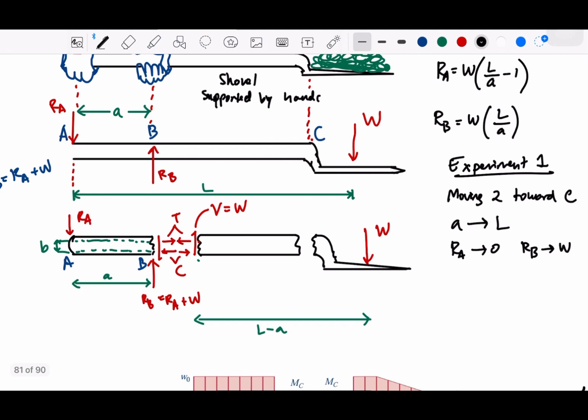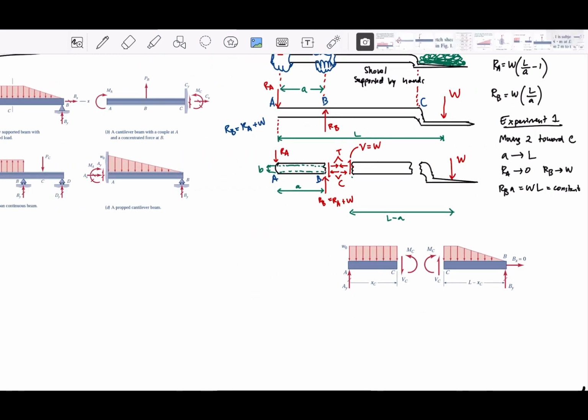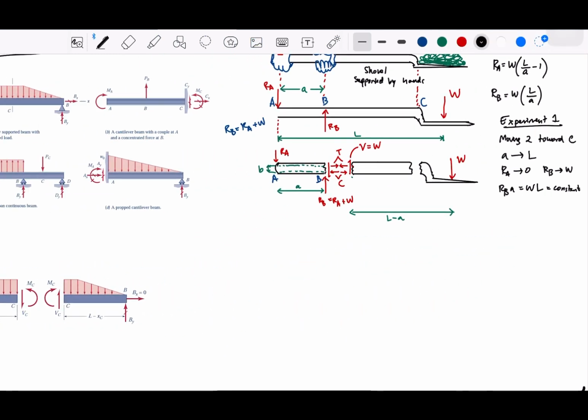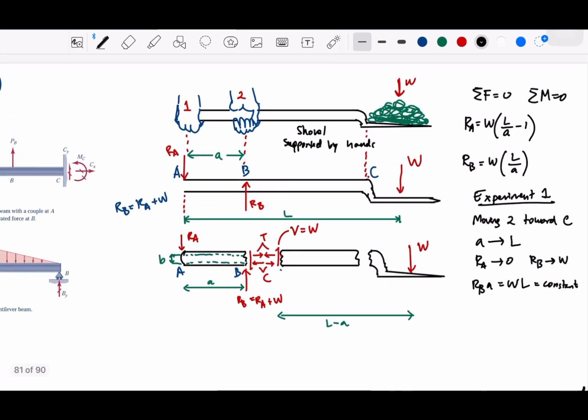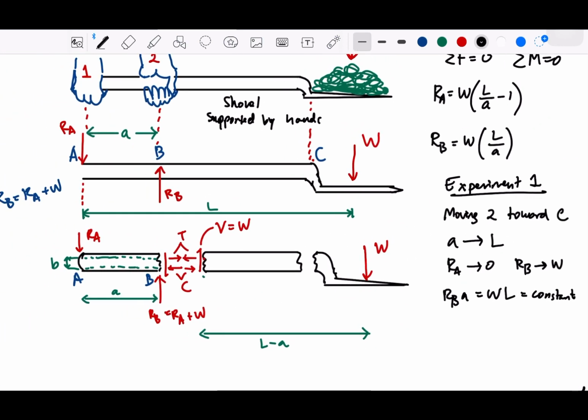And then we can also take RB times A equal WL. This is a constant. So no force at A, it seems. Let me move this first, it's going to be here. And the hand at B will be directly under the load of the weight in this shuffle.